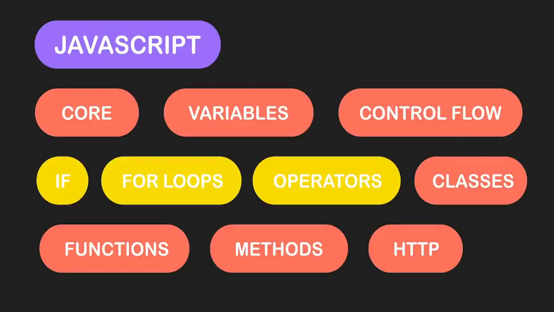In this part of the course, this is going to be the biggest part of the course as there is a lot to learn. We've already covered the core concepts of JavaScript. Next up, we're going to have a look at variables and then control flow, which includes if statements, for loops, operators, then classes, functions, methods, and HTTP. There's a lot to get through. I'm excited. Let's do it.